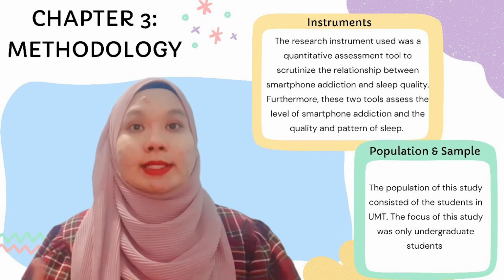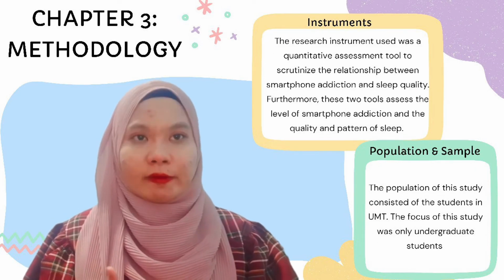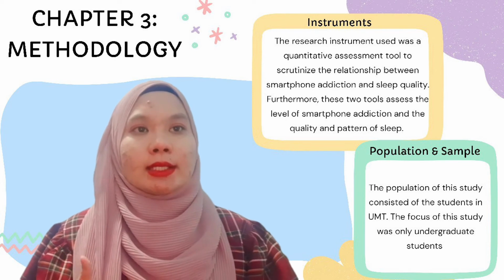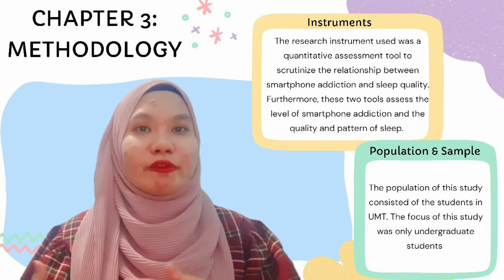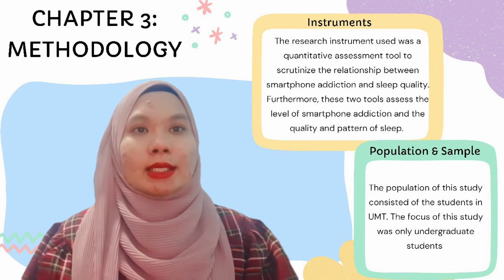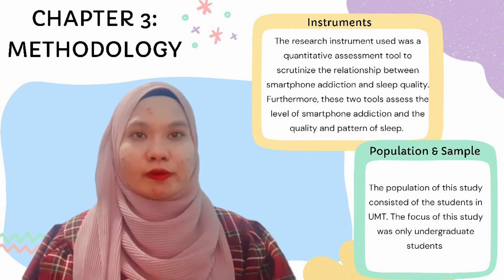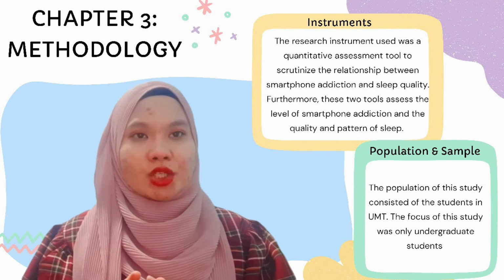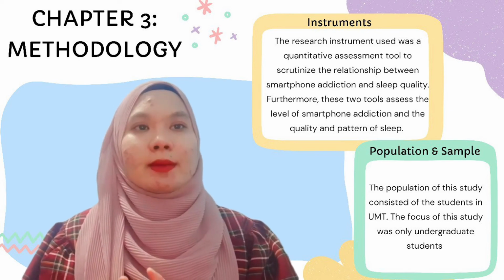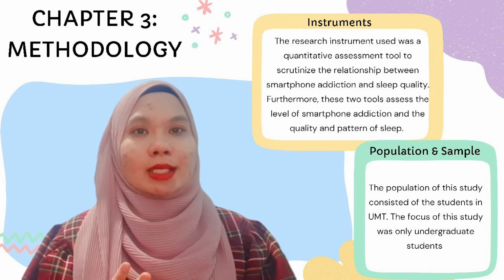Next, instrument. The research instrument used was a quantitative assessment tool to scrutinize the relationship between smartphone addiction and sleep quality. There are three sections, which are Section A, Demographic Information, Section B, Smartphone Addiction Scale, and Section C, Pittsburgh Sleep Quality Index (PSQI).